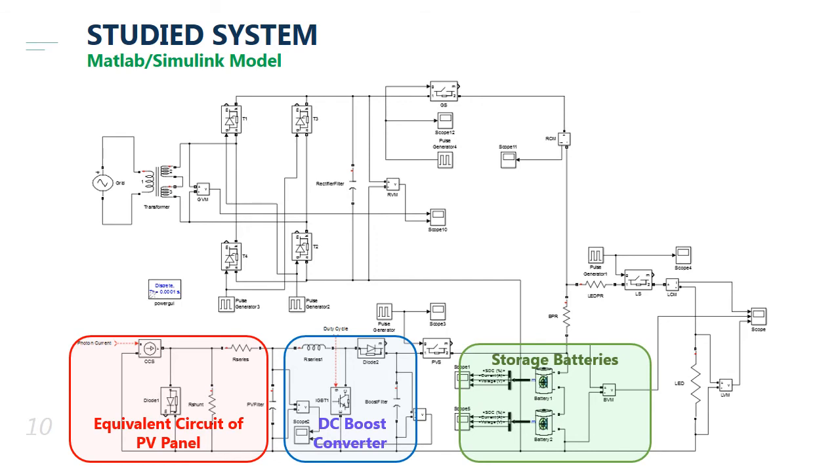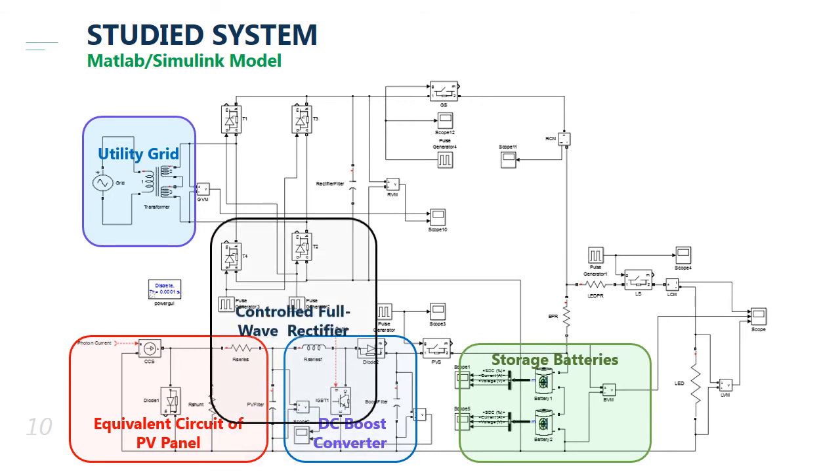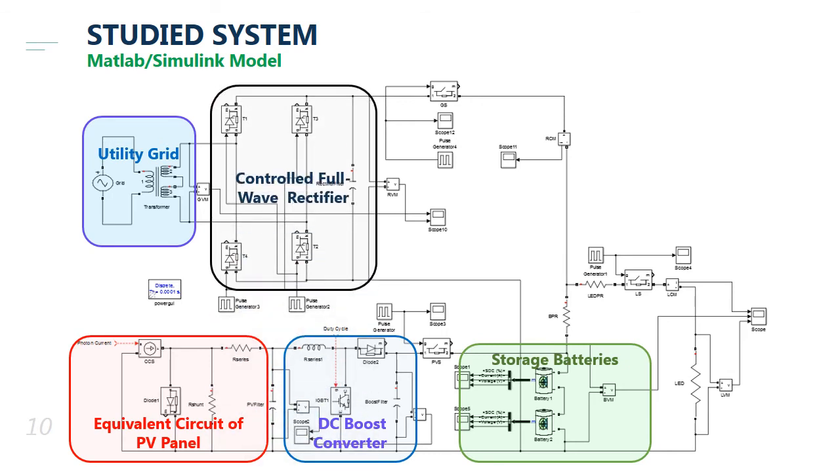The fourth part models the utility grid. It is composed of an AC source connected to a step-down transformer. The interfaced converter between the grid and the batteries and/or load is shown in this fifth part. A bridge full wave controlled rectifier is used. Finally, the 6th part represents the lighting load.